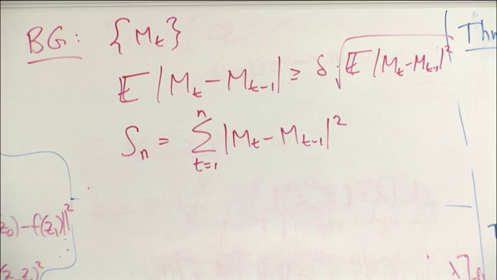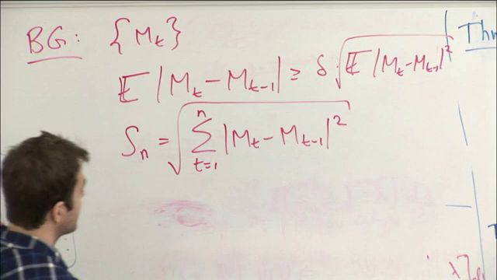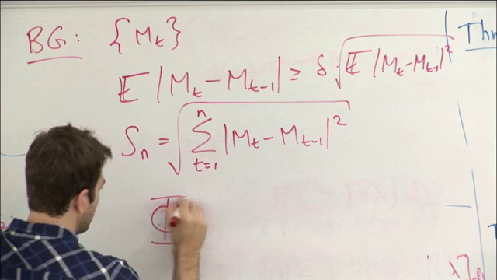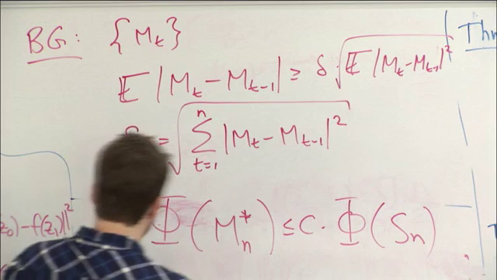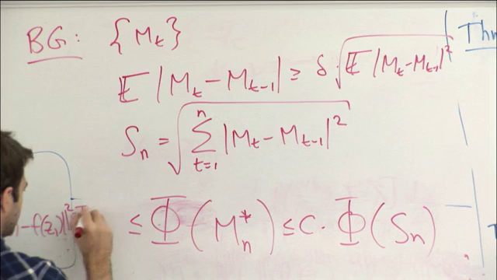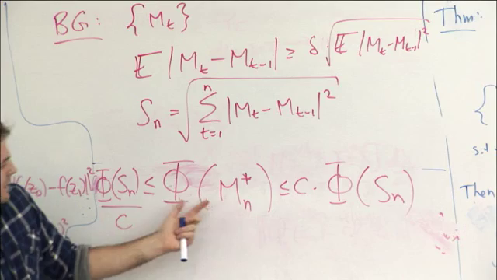And now here's the claim. Let me write it down and then I'll say what it says. For any sufficiently smooth function, one has the following kind of control. This is the maximal process associated with the martingale. So I have a martingale, I look at its maximum value. I'll say what smooth means in a second, but for any sufficiently smooth function, phi of this maximum value is controlled in terms of phi of the square function. It's a very strong inequality.